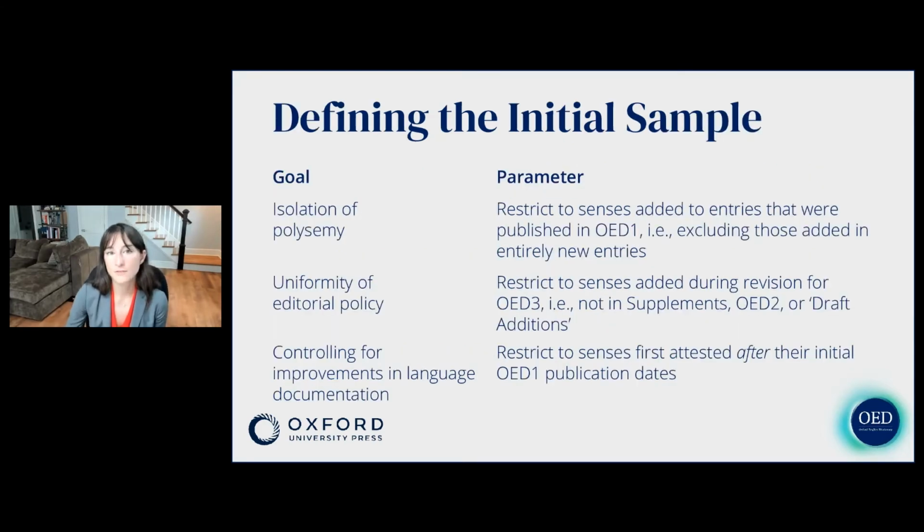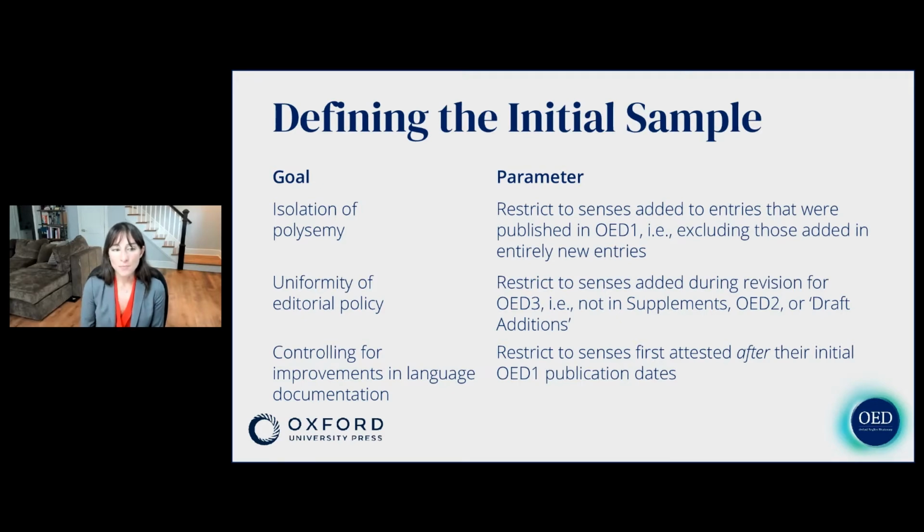So in order to define that initial sample of new senses that were added to existing lemmas, there are a few parameters, and I think this provides a window into the challenges of using lexicographical data. There are three goals that correspond to each of those parameters, the first being isolation of polysemy. And what I mean by that is that while entire new words are a very interesting topic in their own right, what I'm particularly interested in here is how existing words develop new senses.